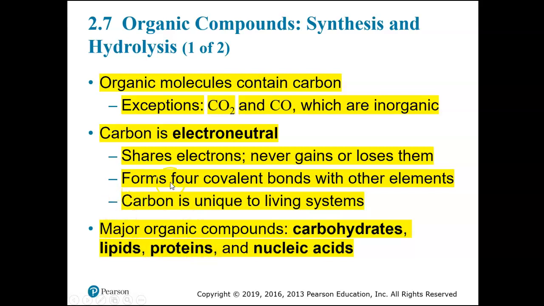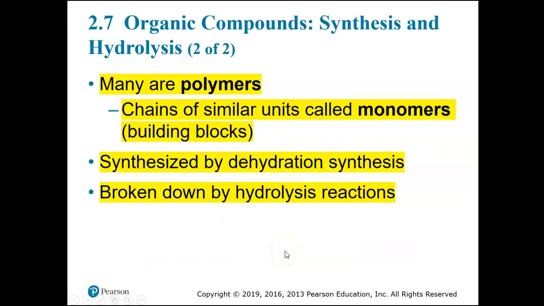Carbon will form 4 covalent bonds with other elements, and carbon always shares electrons with other atoms to form compounds. The major organic compounds, there are 4 classes, and they're called carbohydrates, lipids, proteins, and nucleic acids. So many of our organic compounds are very large chains, so we call them polymers. And the building blocks of polymers are called monomers.